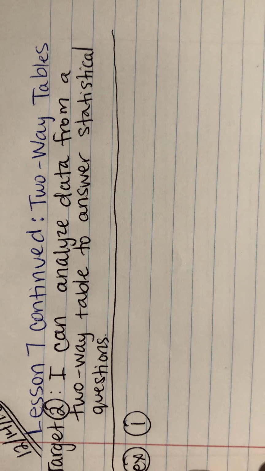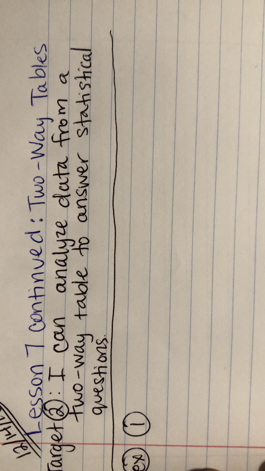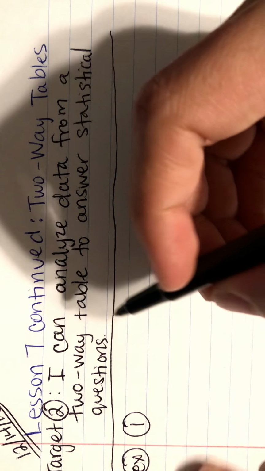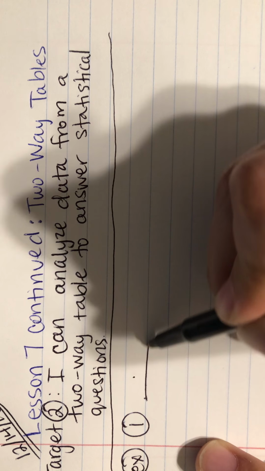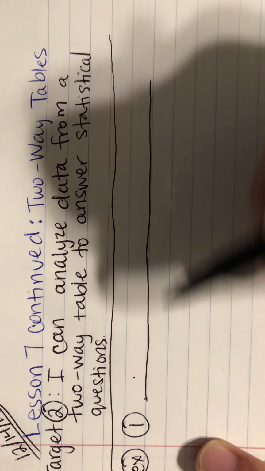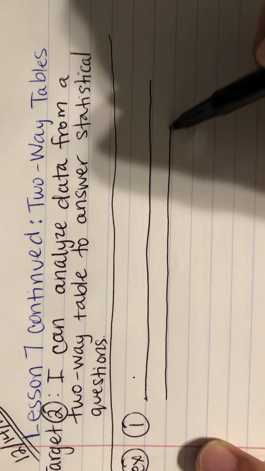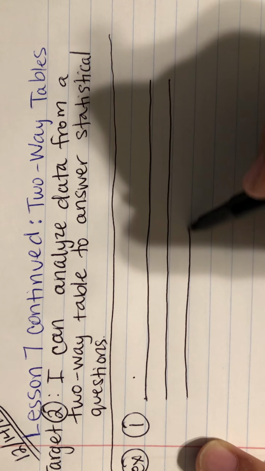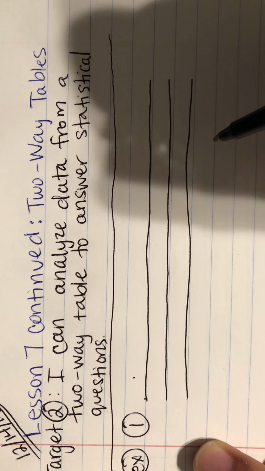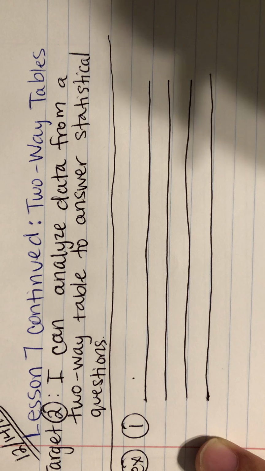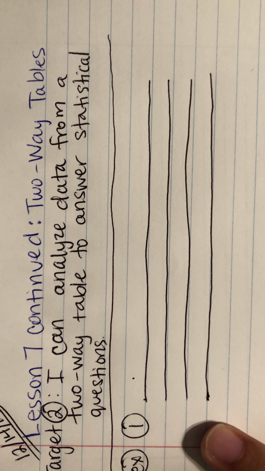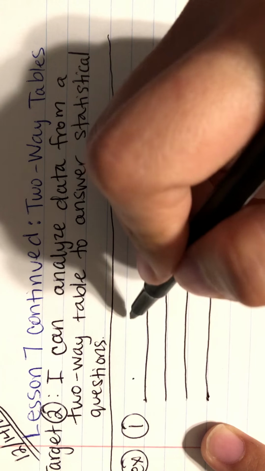Now, a two-way table looks kind of like the tables that we've seen before, except we have a lot more boxes in them. So we're actually going to use 4 lines down. So we're going to use this line, this line, and then we're going to break these lines into boxes to create the table.